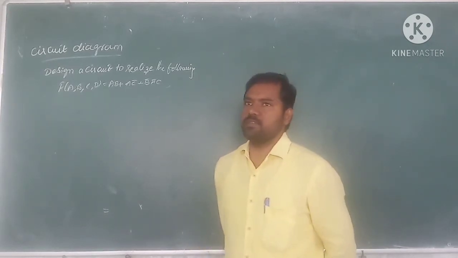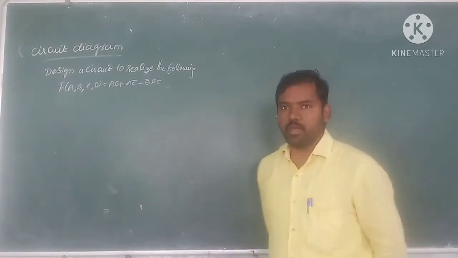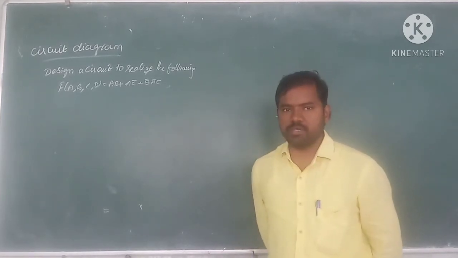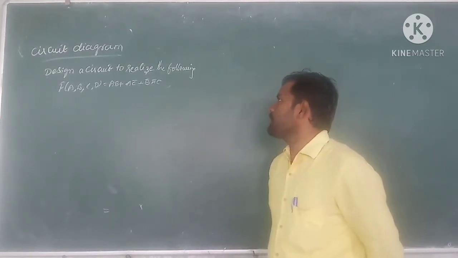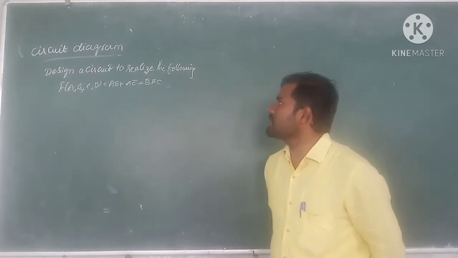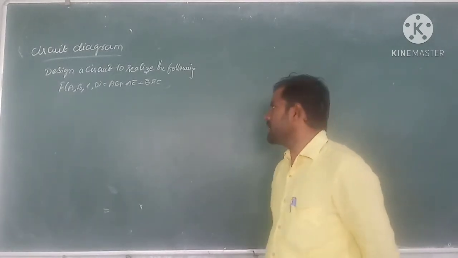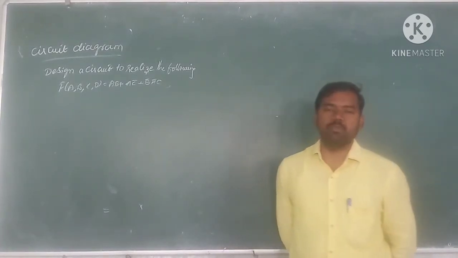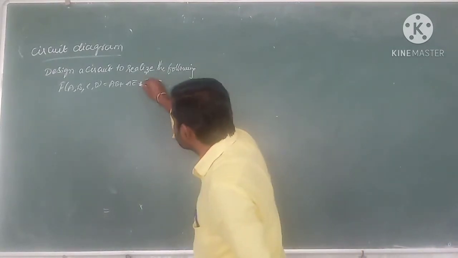Clear? Till now they have been asking for 3 marks only. So you should be aware of how to draw a logic circuit with respect to the equation. If they provide the equation, you should be prepared to draw the circuit. Today we have come with one problem: design a circuit to realize the following: f of a, b, c, d equals ab plus ac complement plus b complement a complement c. This is the equation that has been given.